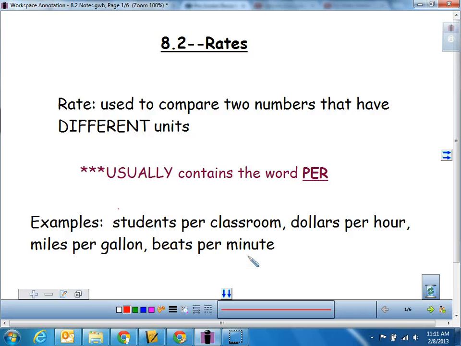You might have learned about them in health class or just in everyday life. We use rates all the time. So I want you to think of three different rates that I have not listed here and put them in your notes. Make sure you get this definition, and this part here I've got 3 stars by it, meaning it is important. So rates usually contain the word per.